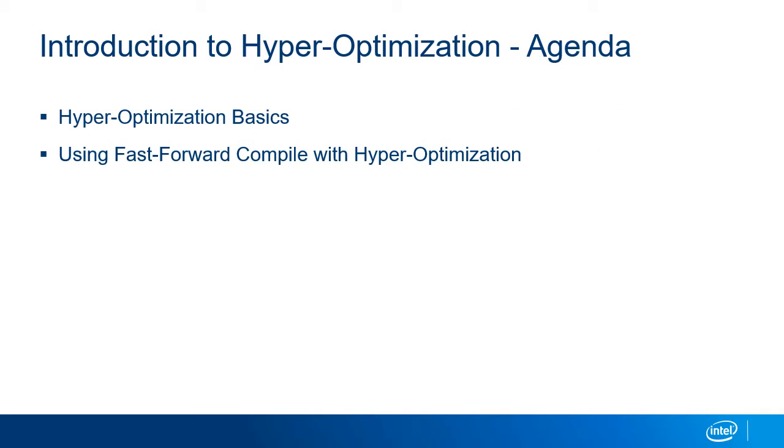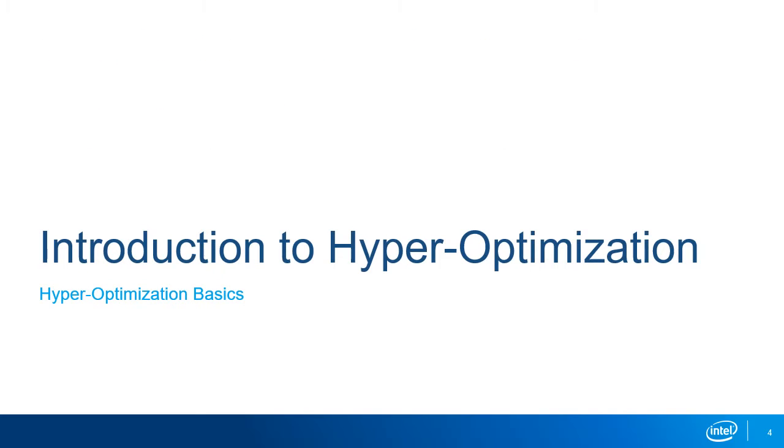To do this, we will start with a look at hyper-optimization basics. Then we will see how fast-forward analysis can be used to locate places in your design where a hyper-optimization solution might be necessary. So we begin with hyper-optimization basics.